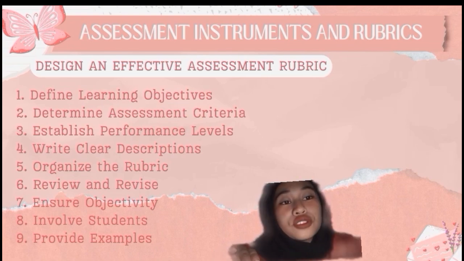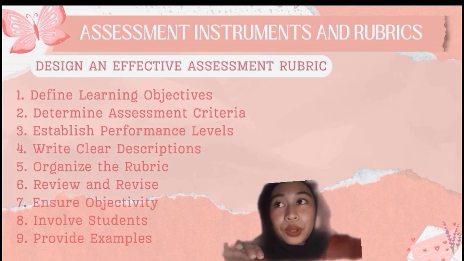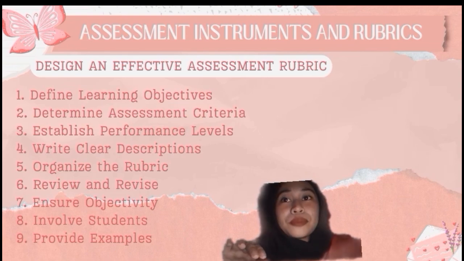8 is involve student. Engage student in development. If possible, involve student in creating or reviewing the rubric. The last is provide example. Use examples, include example of work that meets various performance level.